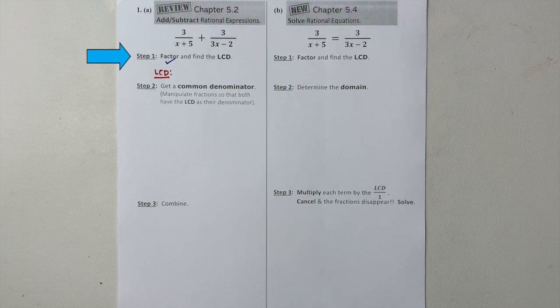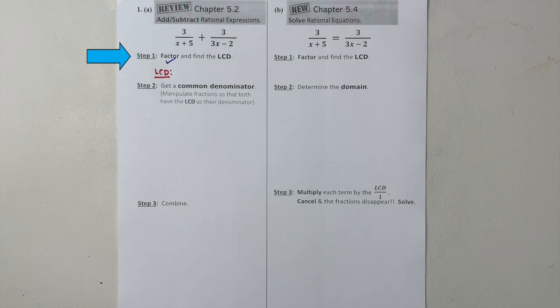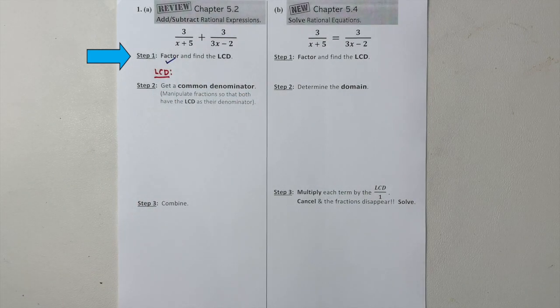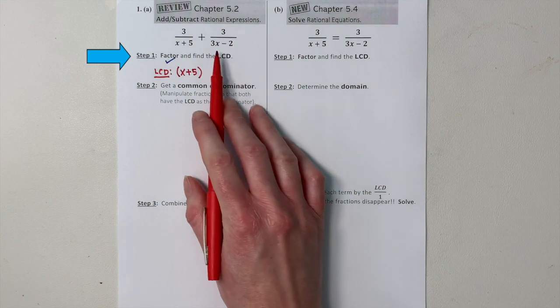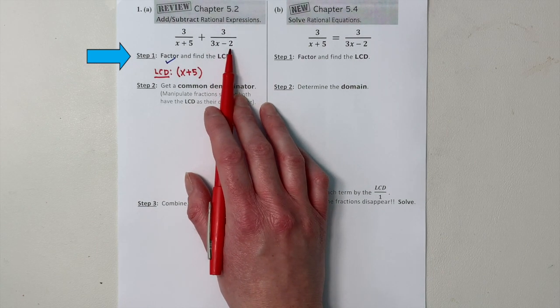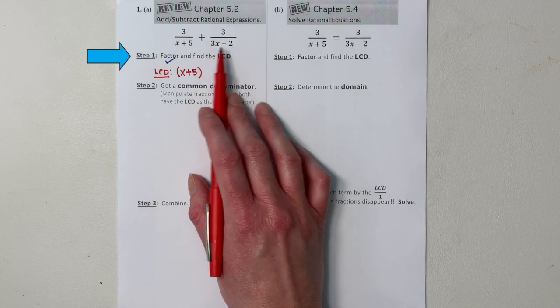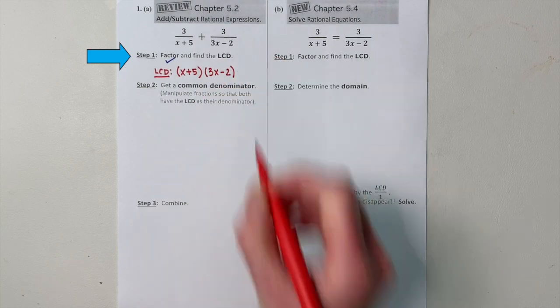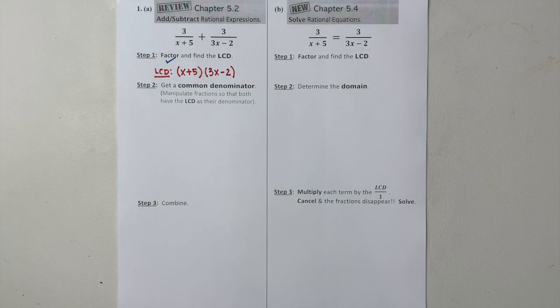We learned a trick for finding the least common denominator, and that trick is, after you've checked to see if you can factor, then just copy down the first denominator exactly as it appears, x plus 5. Then we look at the next denominator and we ask ourselves, does this factor already appear in our LCD? It does not, so we need to add it. So we're going to add the factor 3x minus 2. Now we've found our least common denominator.